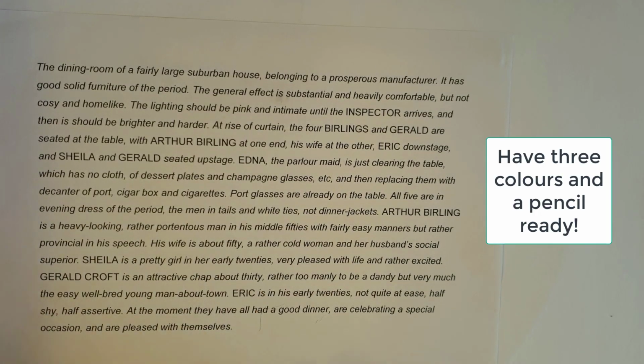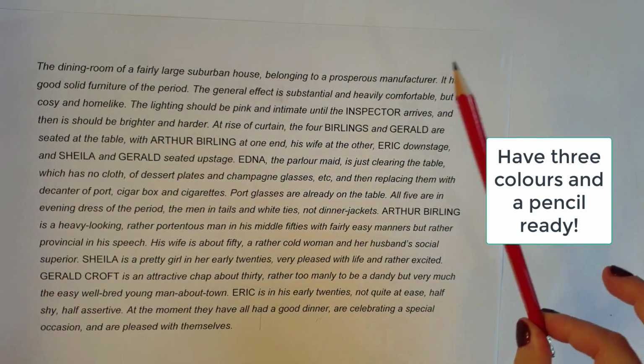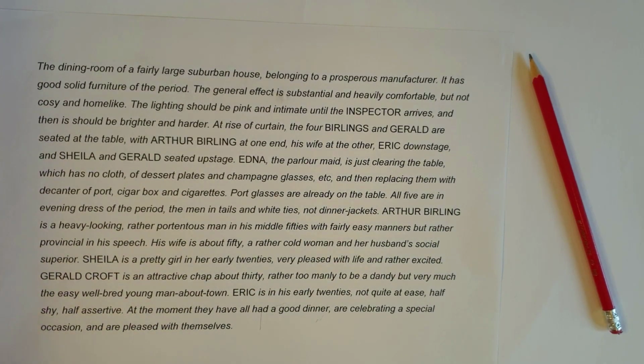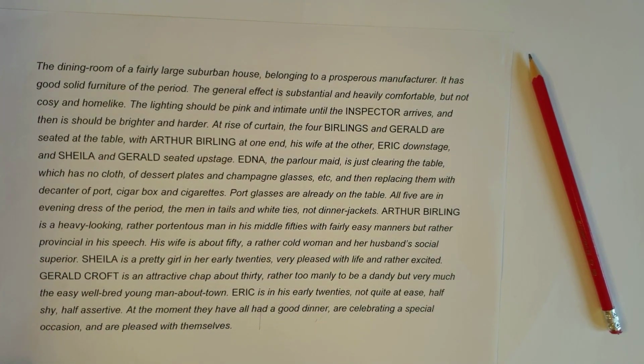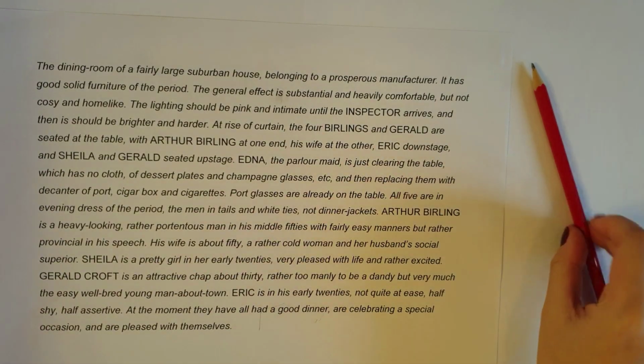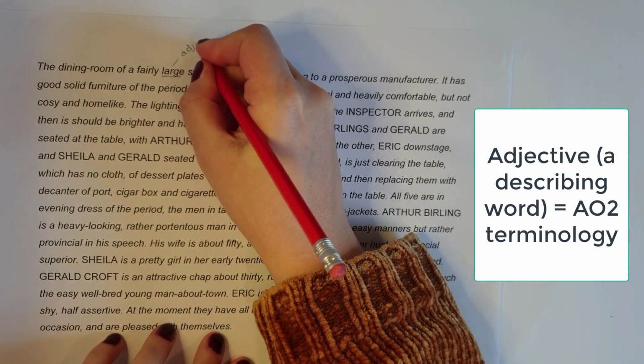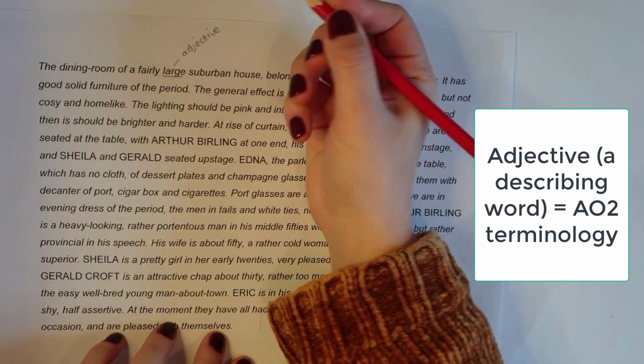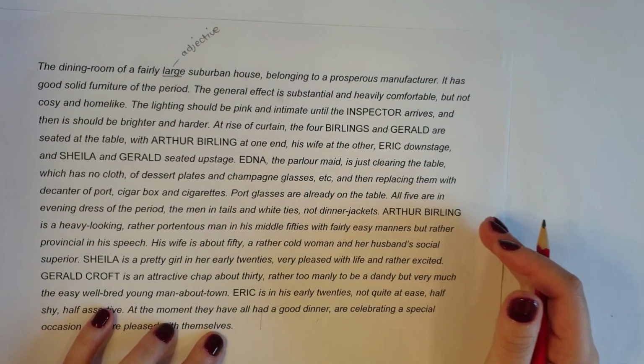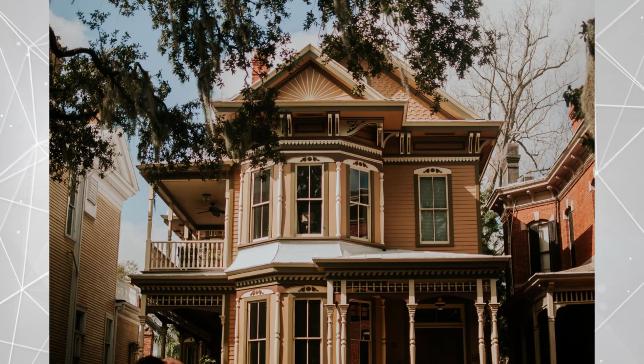So let's have a look at it, a read of it. I'm just going to read through, and I'm going to use pencil too to say why certain things maybe stand out to me. Okay. The dining room of a fairly large suburban house. Adjective large, so I'm thinking wealth. They're at least comfortable, right, if they can have a large house.